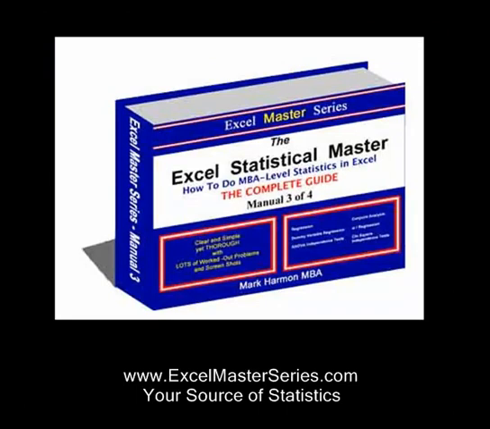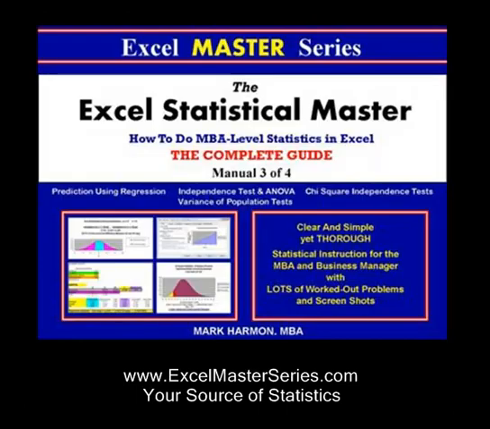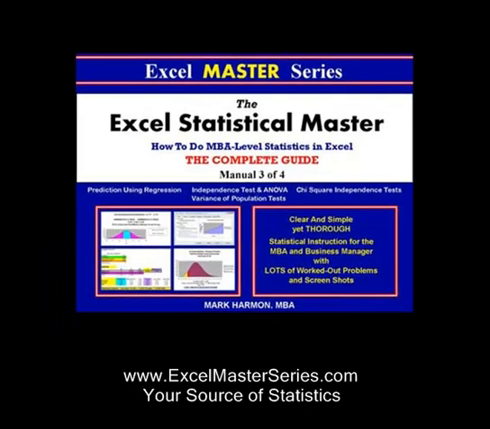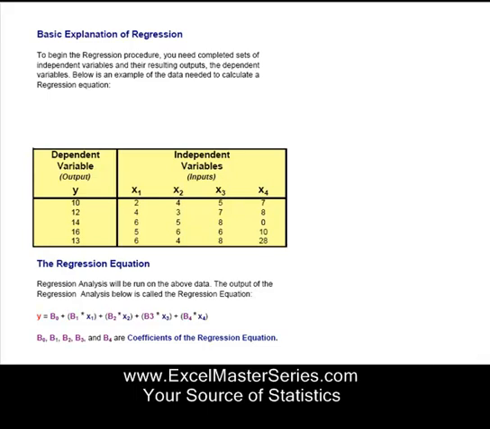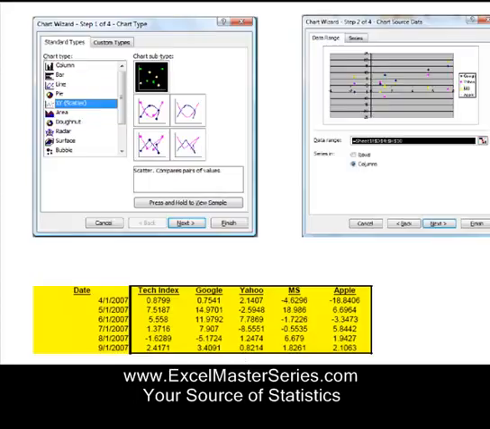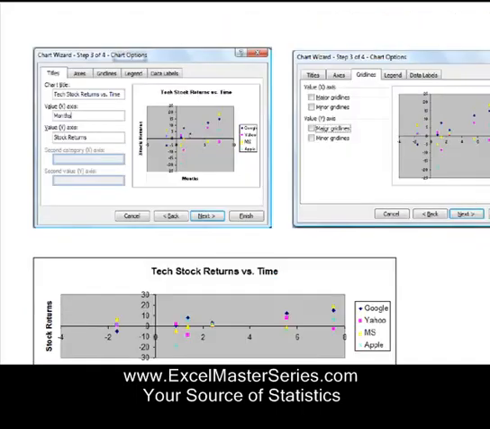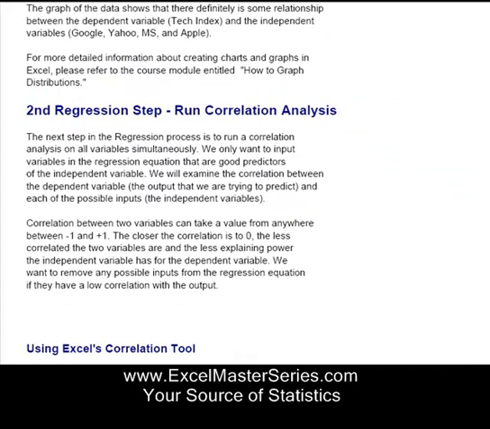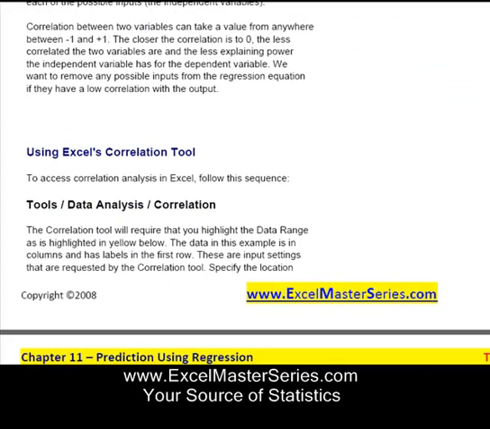And here's Manual 3. It covers regression using dummy variables, chi-squared independence tests, the variance of population test, and ANOVA. Let's take a look at the regression section. And as we mentioned, everything is presented in step-by-step frameworks. All regressions are solved with a 4-step process. And I'll walk you through it slowly and carefully with screenshots. You'll fully understand how to do it and how to interpret it.